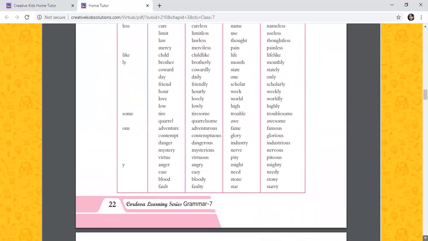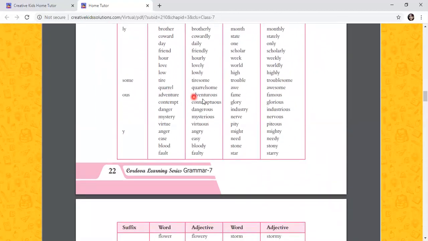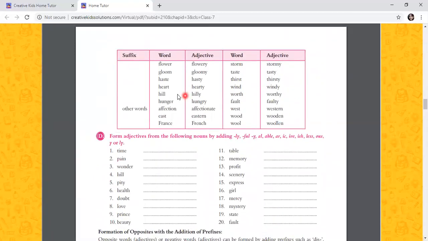Like this, some: tire, tiresome; trouble, troublesome. Other words are affection, affectionate; west, western; east, eastern; wood, wooden; France, French; wool, woolen.